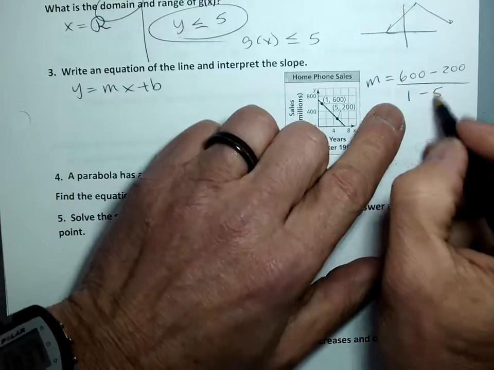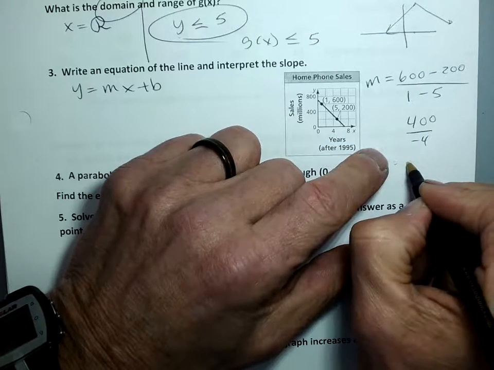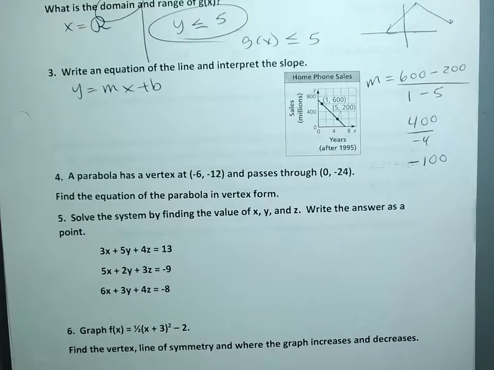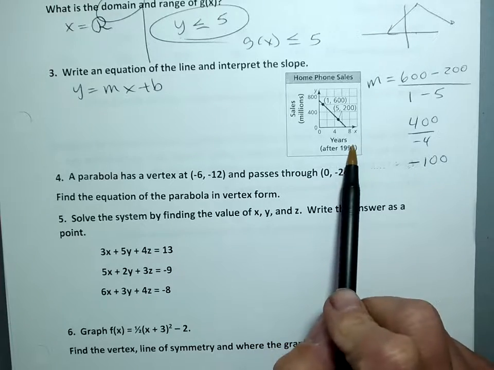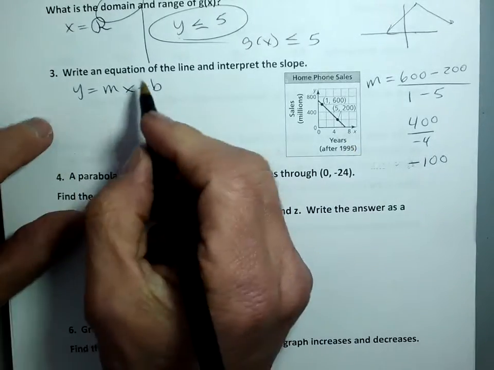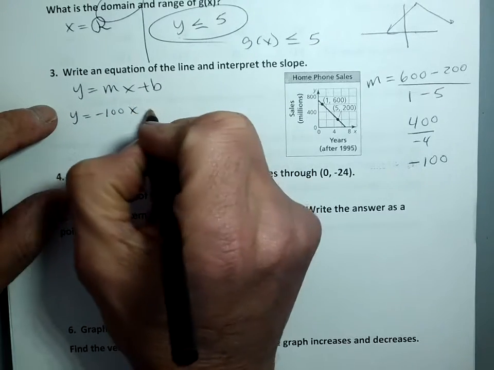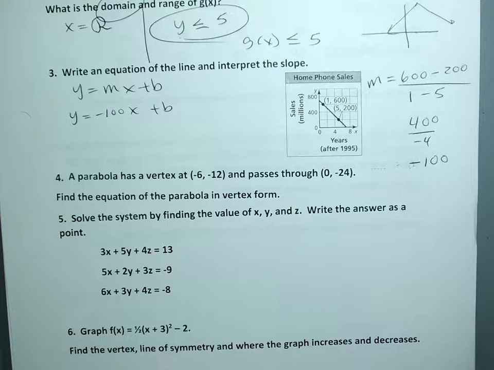So anyway, what I get is 400 over negative 4, or I get negative 200, right? Or negative 100, sorry. Negative 100. Okay, now negative makes sense because it's going downhill, right? So that's my m. So I'm going to go y equals negative 100x plus b. Now b looks like maybe 700. Is it? I don't know. It might not be. In fact, I think it's 640.